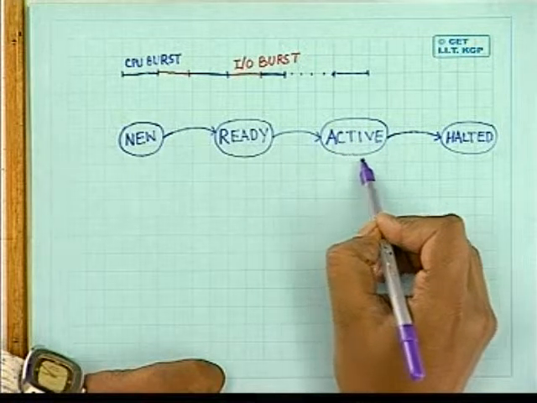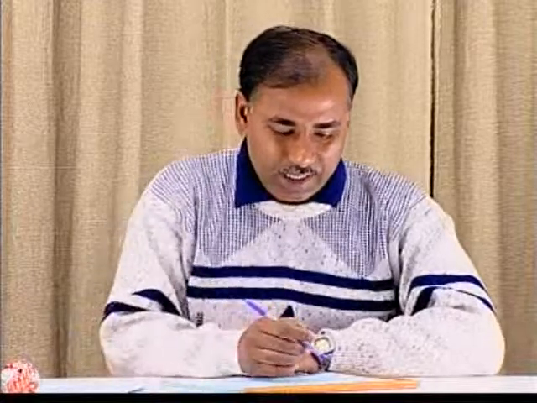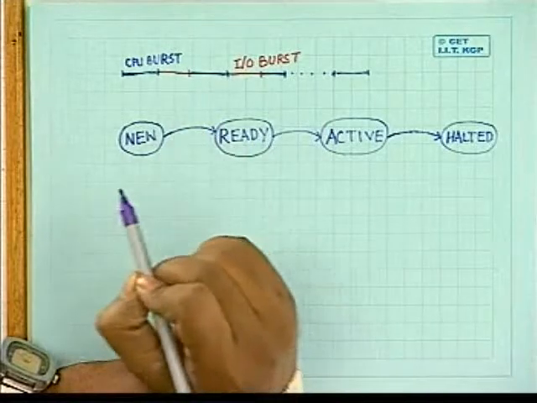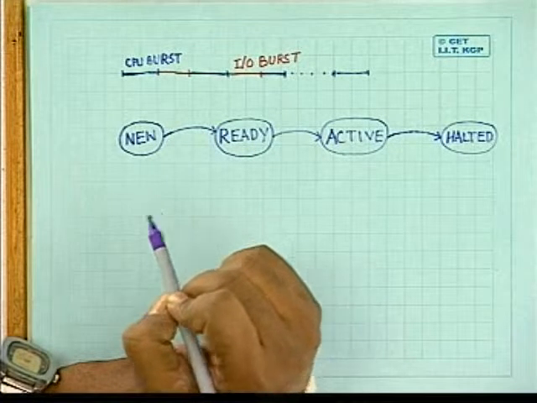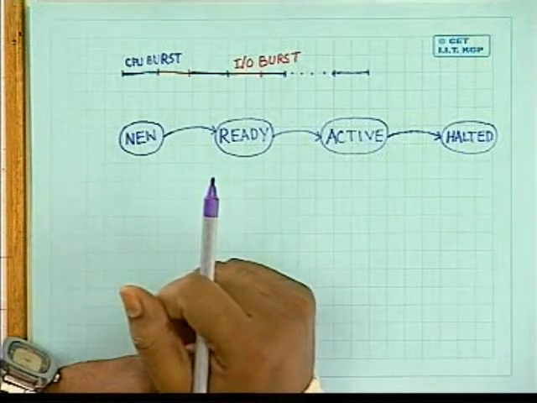Now, while the job is in active state, that means it is being actually executed by the CPU. That means the job is passing through one of its CPU bursts. As we have seen here, the job consists of an alternating sequence of CPU burst and IO burst. So, at the end of a particular CPU burst, when the job is active, maybe it is willing to perform some IO operation. Now, when an IO operation is to be performed, the job does not have anything to do with the CPU.